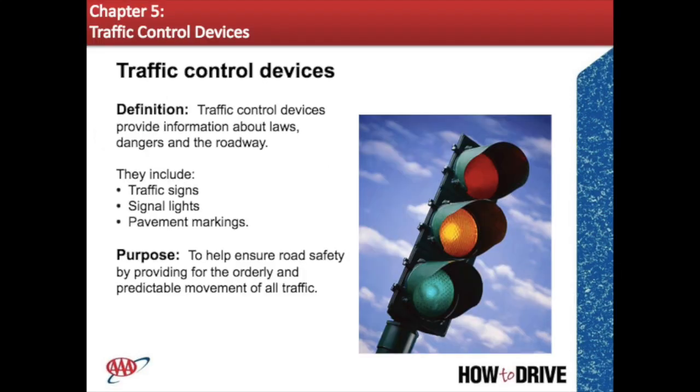So let's start off with traffic control devices, their definition and purpose. Traffic control devices include traffic signs, signal lights, and pavement markings. The purpose of these devices is to help ensure highway safety by providing for the orderly and predictable movement of all traffic, motorized and non-motorized, throughout the highway transportation system. Traffic control devices provide information about laws, dangers, and the roadway.